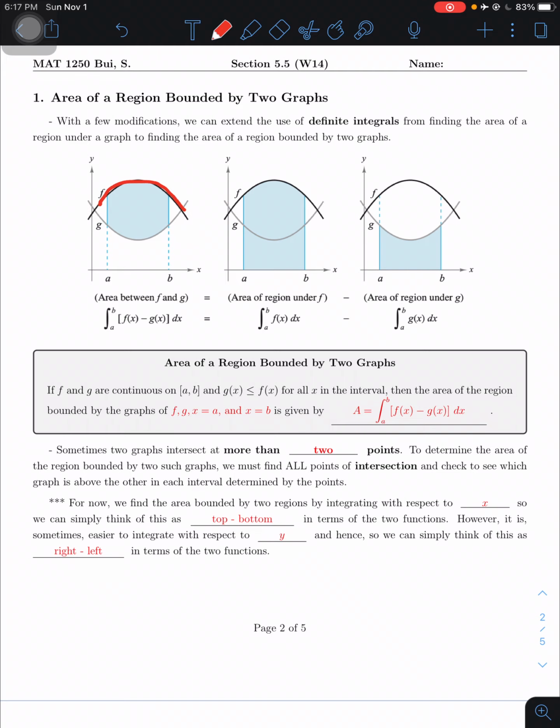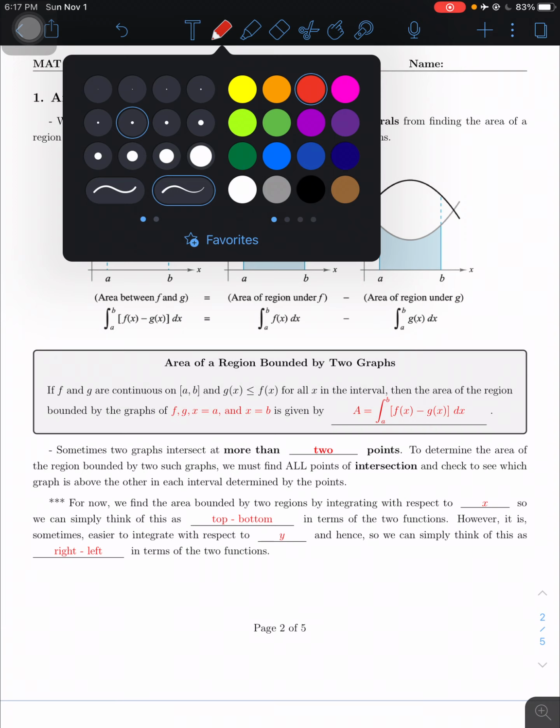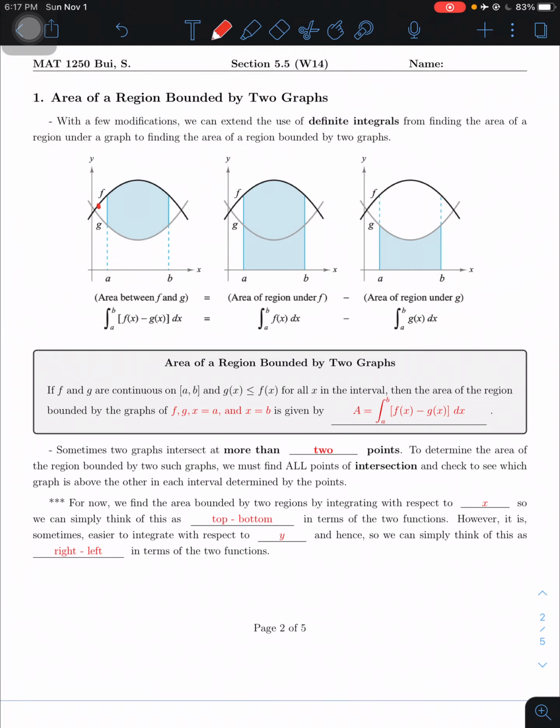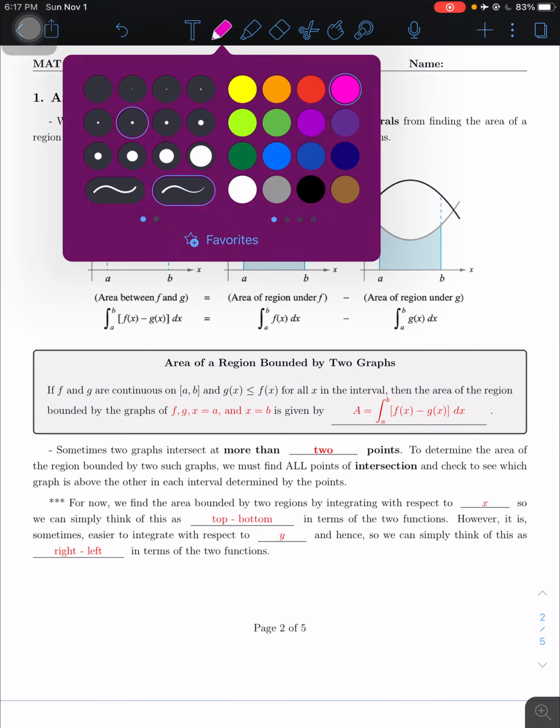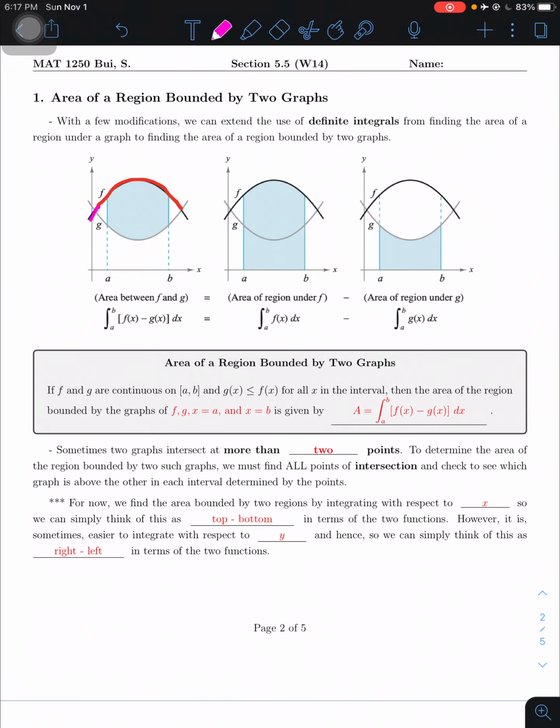You know what, let me use a color code for this one. So red for upper or on top, and then, I don't know, pink for under or on the bottom, right? So what you need to do is that sometimes it's going to be F minus G, and some other time it's going to be G minus F. Okay? And so how can we integrate it?